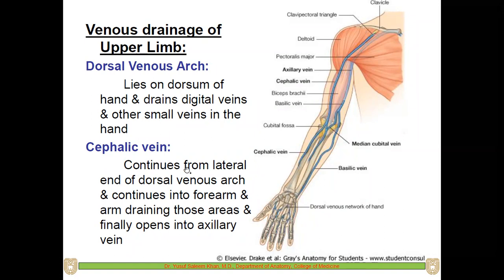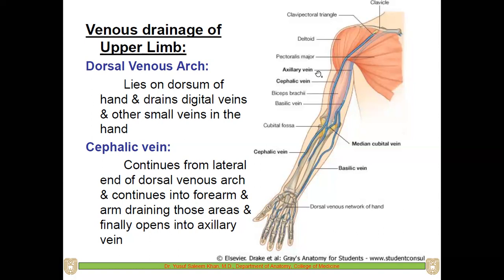The cephalic vein continues from the lateral end of the dorsal venous arch. How do you know the lateral end? Because if you see the thumb, that is on the lateral side. So from the lateral end, this vein will start, called the cephalic vein, and continues into the forearm and arm, draining those areas and finally opening into the axillary vein. So it will be draining not only the hand but also the forearm as well as the arm, and then it will drain into an important vein called the axillary vein. We will talk about that later.